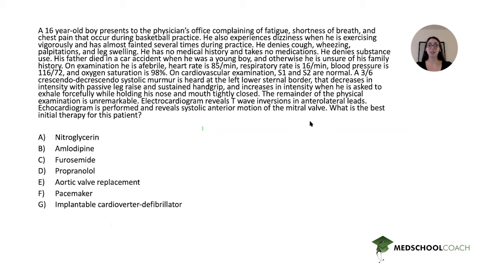All right, welcome back. So let's approach this question together. The first step is always going to be to read the actual question itself. What is this question asking me? So what is the best initial therapy for this patient?